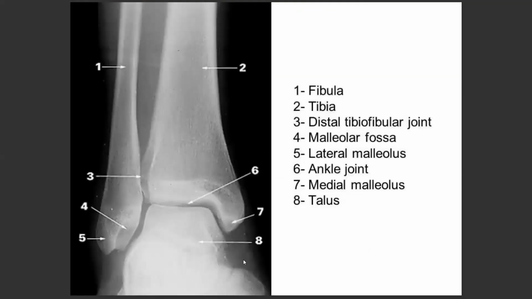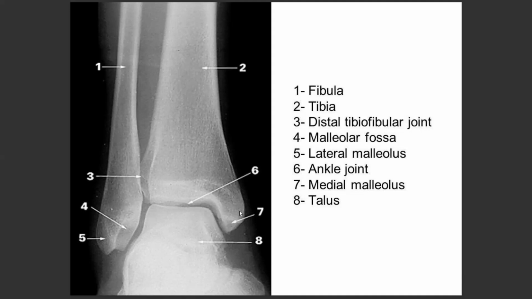This is the X-ray, the radiograph showing the ankle joint. This larger bone is the tibia, and this is the fibula. This is the surface of the tibia. This is the ankle joint. This area is known as the medial malleolus. This is known as the lateral malleolus. This is the sulcus, which is also known as the malleolar fossa. That is the talus bone.